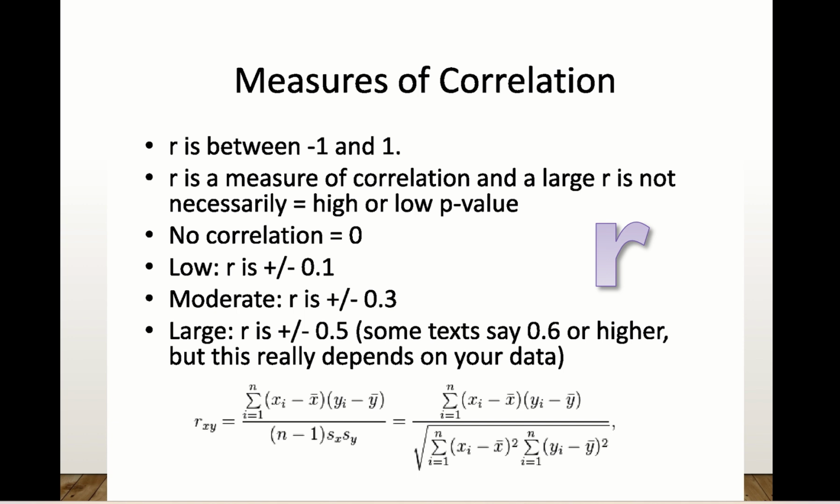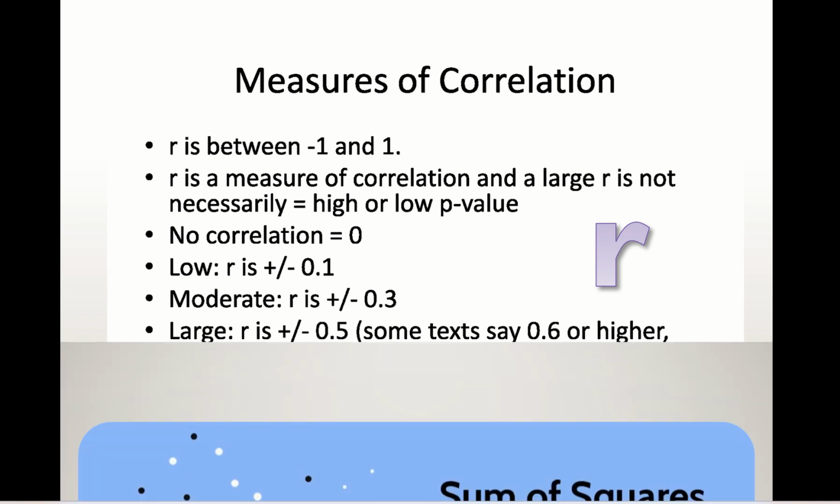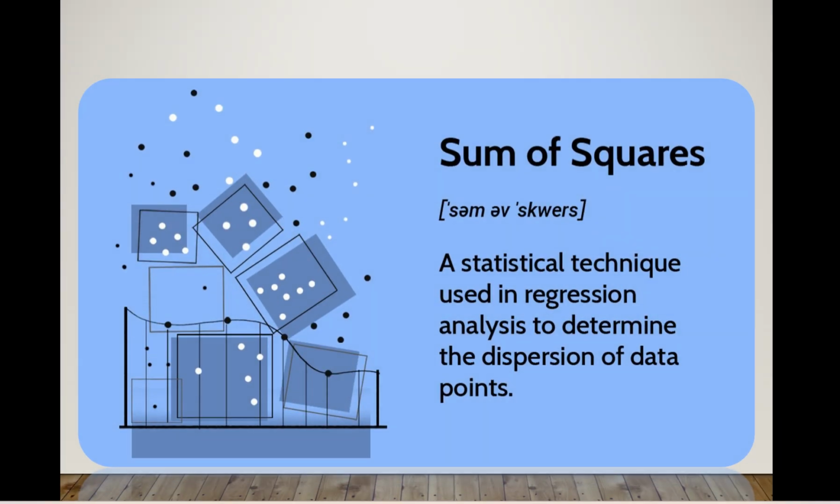Then that formula at the bottom there is showing how you can compute the correlation coefficient R between two variables X and Y. Don't worry about the formula, but that formula relies on something called the sum of squares, which is essentially a stat technique used to analyze and quantify the dispersion of the data points.